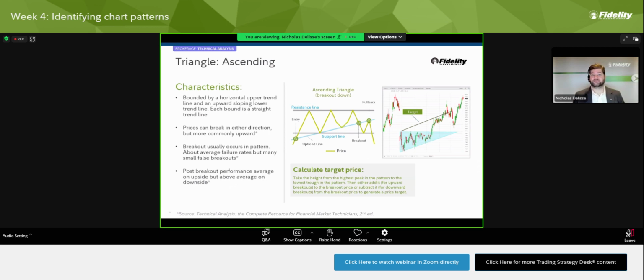Now, we had just a regular triangle. We do also have ascending and descending triangles. So an ascending triangle is like this. It's a resistance line with a support line coming up. Here's a good example of that.